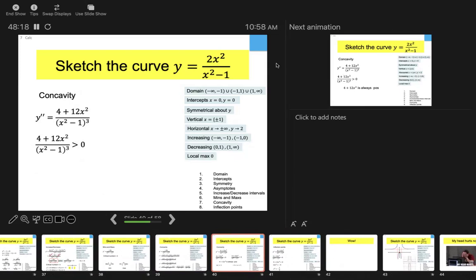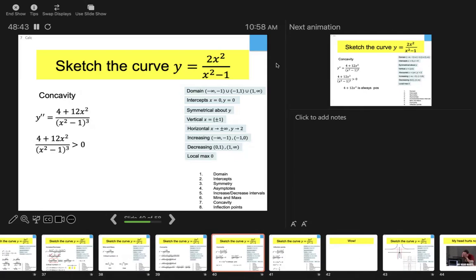Well, let's think this through. Is the top ever going to be negative, no matter what number you throw in? No, it can't be negative. So the only thing that could be negative is the bottom. The bottom would turn the whole fraction negative, right? So what would turn the bottom negative? Zero would make it negative.